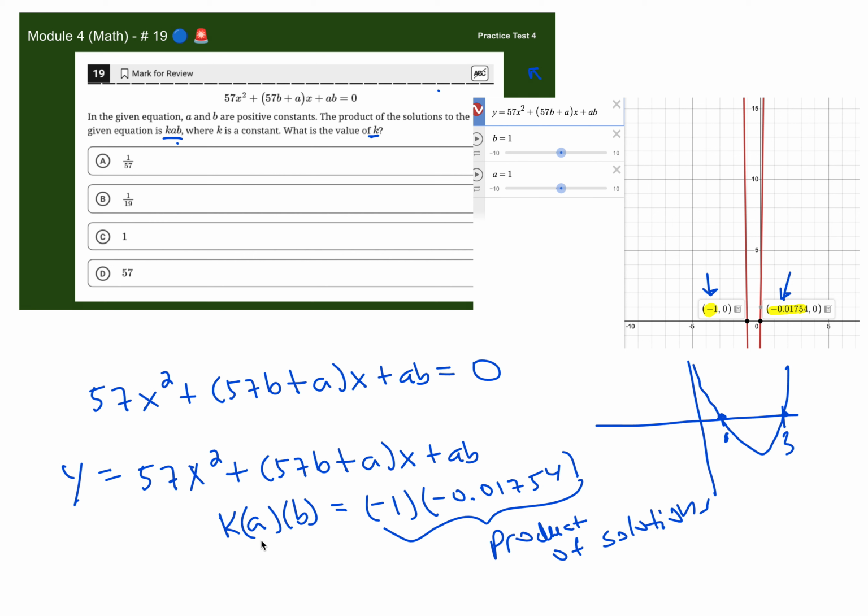All right, well, we know the A and B that gave us those solutions. They're both 1 from right here. So I'm going to go over here and say K, and if A is 1 and B is 1, that means 1 times 1 is 1 and K times 1 is K. So then K equals whatever that works out to be right there. So let me get my calculator.